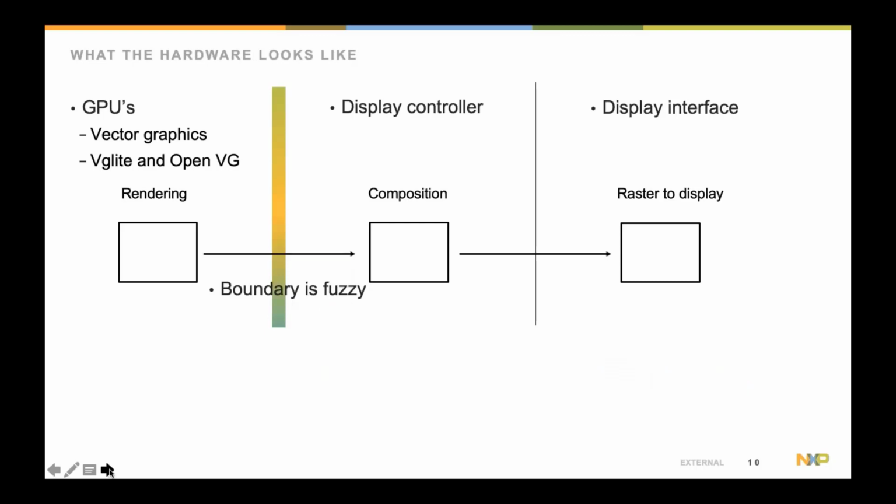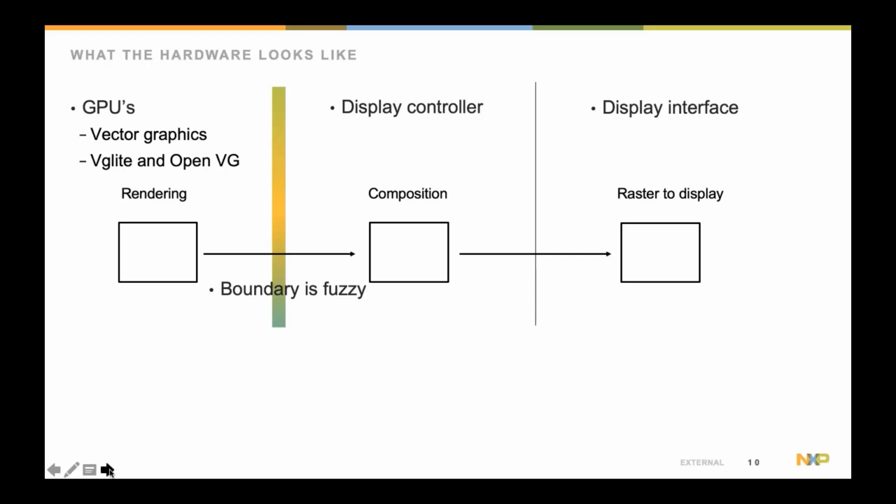So what does the hardware look like? Well, in our more embedded space we have vector graphics GPUs that support VG Lite and OpenVG, and those are used for rendering. And sometimes for compositioning, the boundaries are kind of blurred there. We have display controllers that can also do compositioning. It really depends on your point of view on what you consider a display controller, but something that can take an image, modify it, raster it, and give it to the display interface is part of the composition process, where you can take different layers and merge and blend them together.